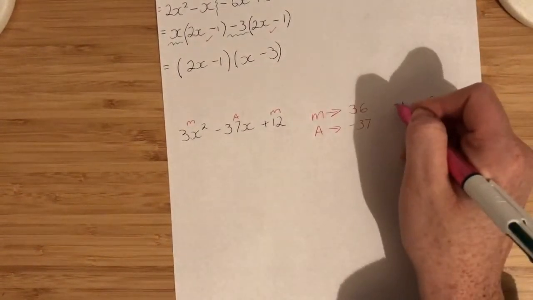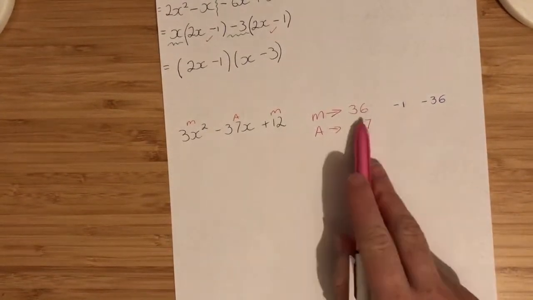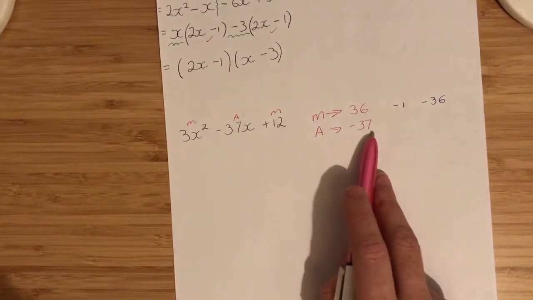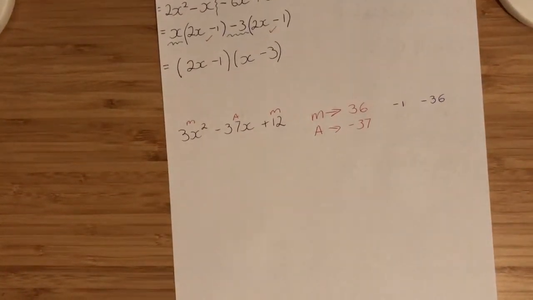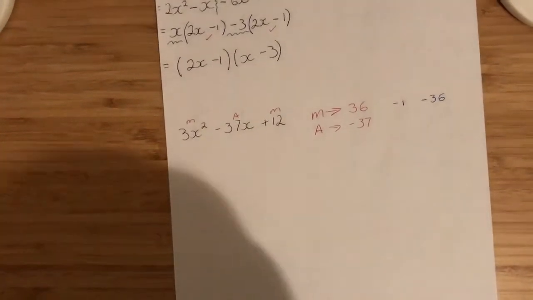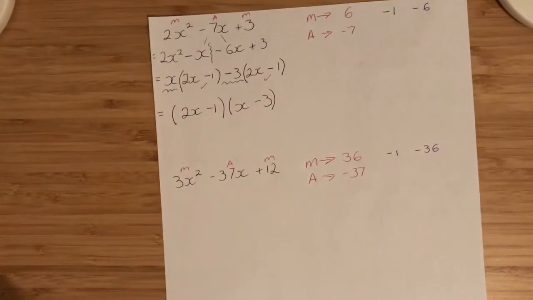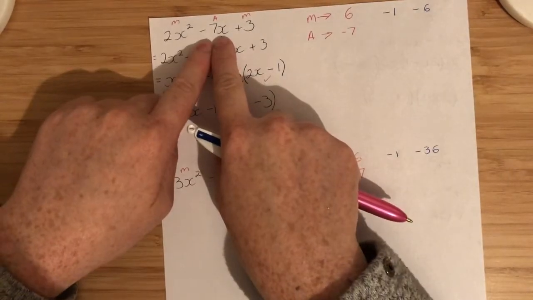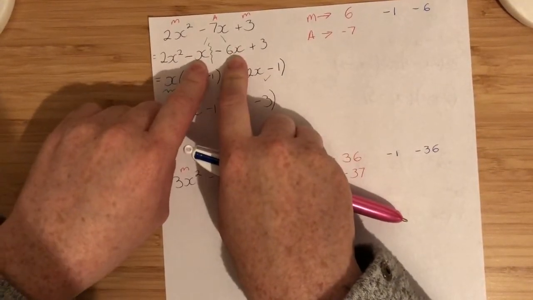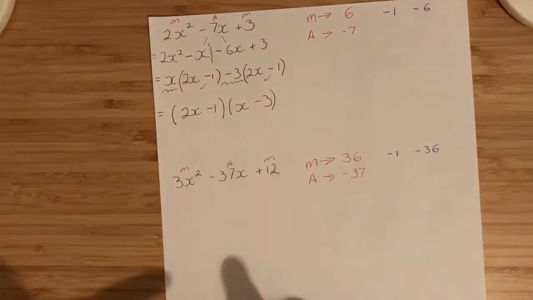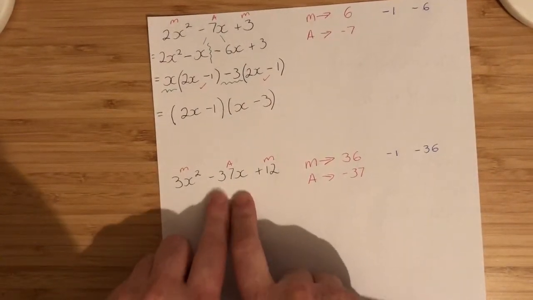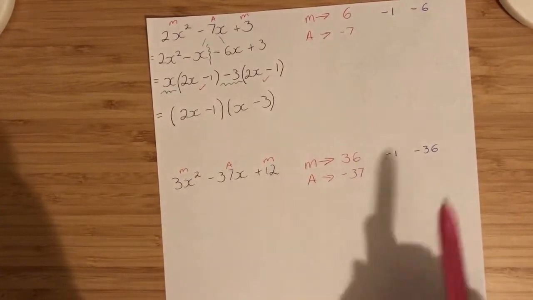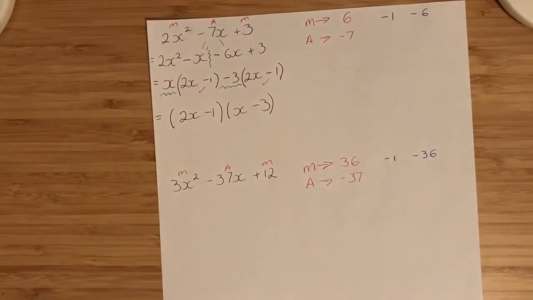If we do negative 1 times negative 36, that gets us positive 36. Negative 1, take away 36, minus 37. So actually we've got it in the first one. So we go back to the first expression. And if you look at what we did before, we took that minus 7x and broke it into minus x and minus 6x. So this time, I'm going to take this minus 37x and break it into minus x and minus 36x.